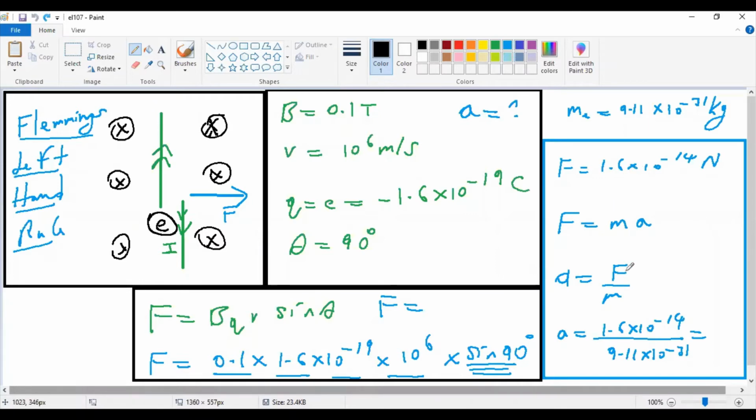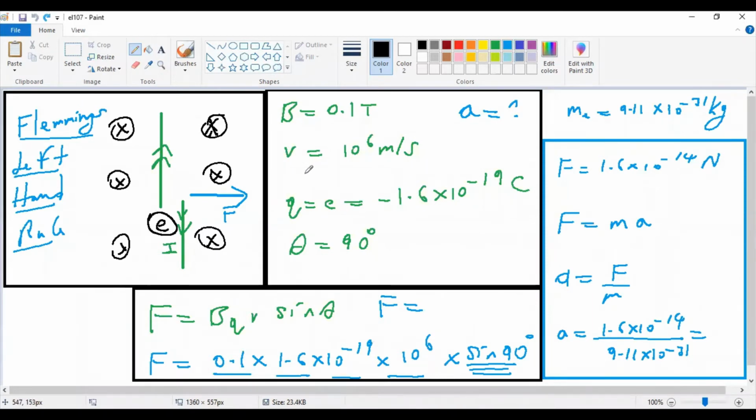So acceleration is just the resultant force over the mass. And of course, you'll get some acceleration here. So it's going to be 1.6 times 10 to the negative 14 divided by 9.11 times 10 to the negative 31. Work that and tell me what you get. You should get some number to the 15 or the 16. So it's a very, very fast acceleration.